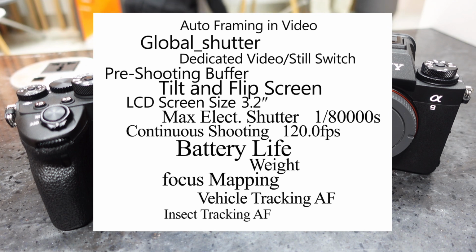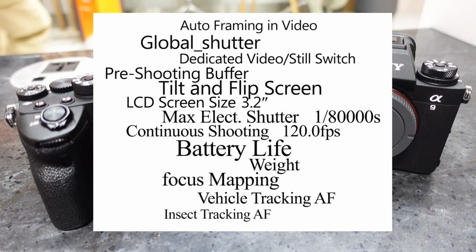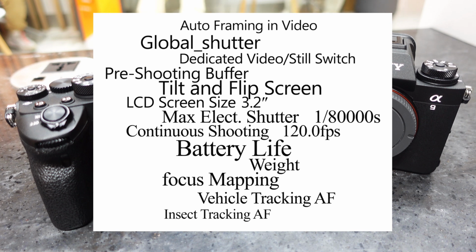And you have 2,360K dots over 1,440K dots of the Sony A1. Maximum electronic shutter is 1 over 80,000 compared to 1 over 32,000 of the Sony A1. Continuous shooting is 120 frames per second, over 30 frames per second of the Sony A1.